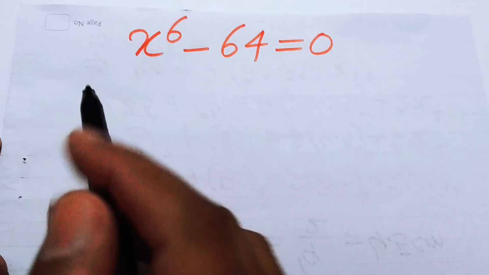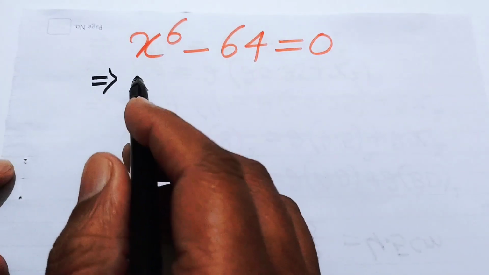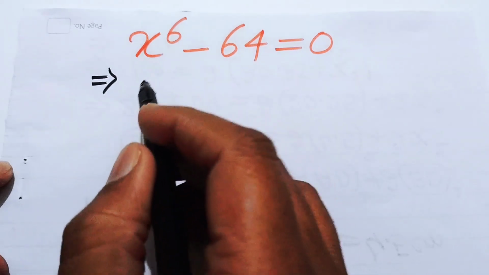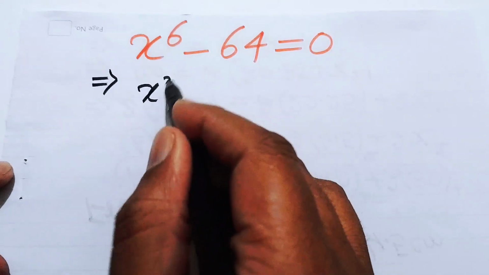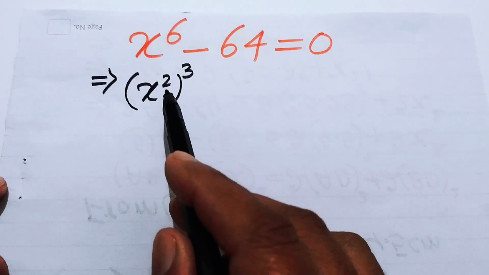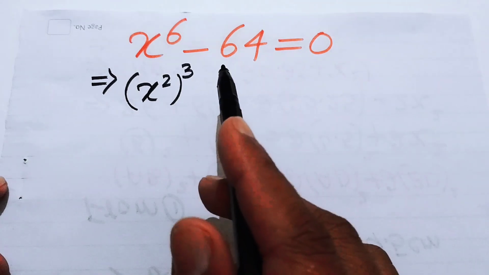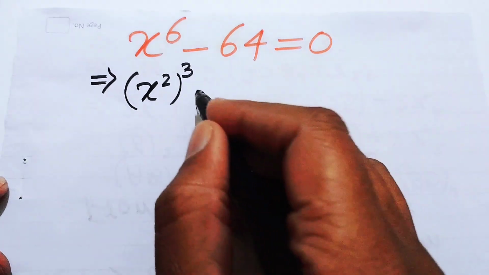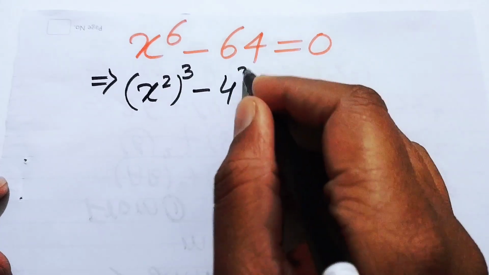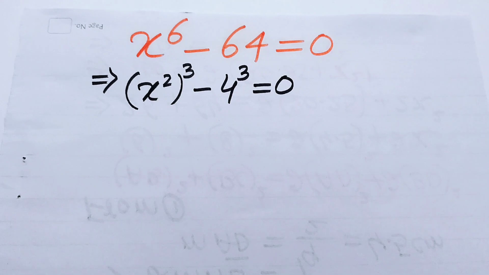So the very first thing we are going to do is rewrite this equation. We have x to the power of 6 and we write it as x square and its whole cubed, because when we multiply 2 by 3 we get 6, and we write 64 as 4 cubed, so it is x square whole cubed minus 4 cubed equals 0. And in the next step we use the nice cubic formula.